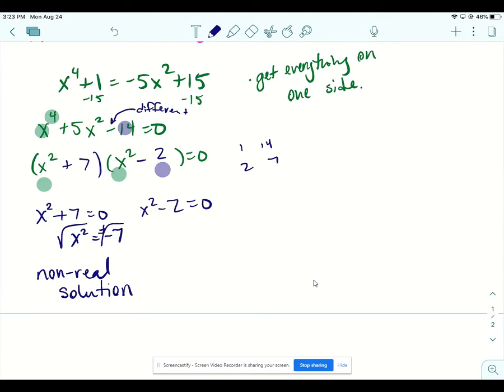All right, on this one I'm going to add that 2 and then do the positive and negative square root. And so we get positive and negative square root of 2.